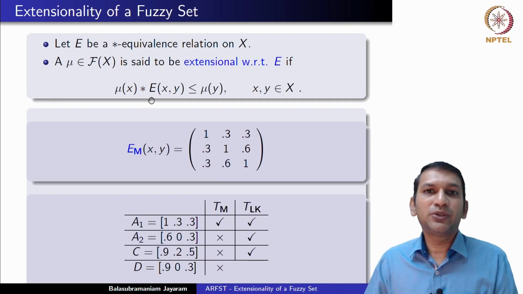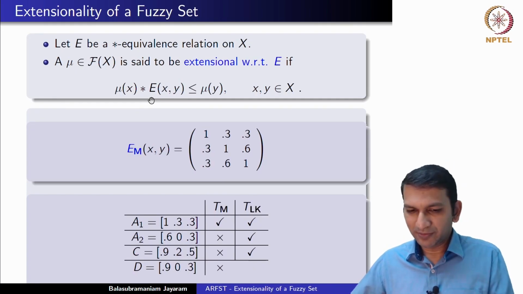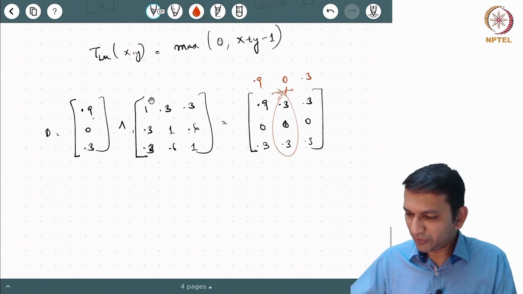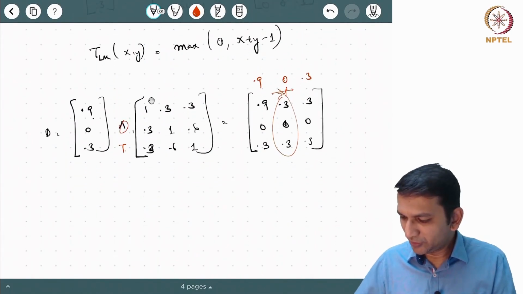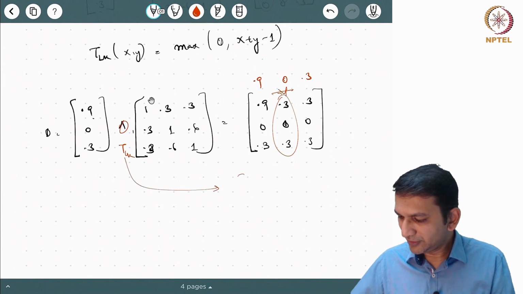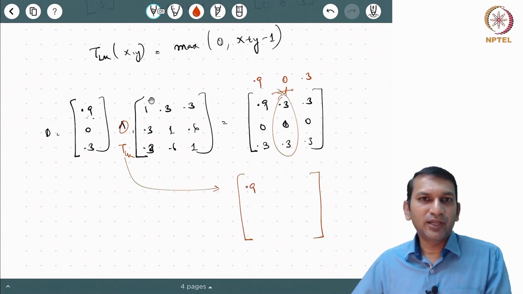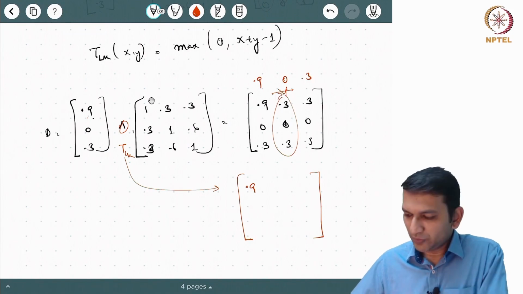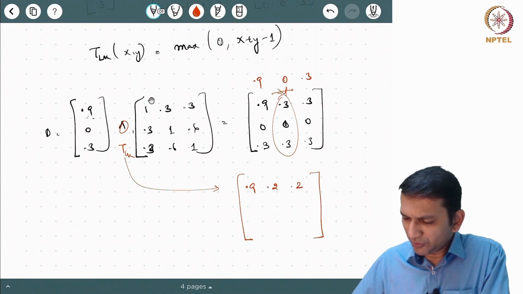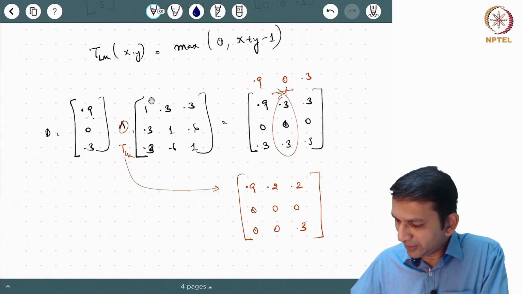Is it extensional with respect to the Lukasiewicz t-norm? Let us look at that also. All we are going to do is change this into the Lukasiewicz t-norm. 0.9 and 1 will be 0.9. 0.9 and 0.3 will be 0.9 plus 0.3 minus 1, 1.2 minus 1, which is 0.2. So this is also 0.2. 0 will give you 0 throughout. 0.3 and 0.6 will be 0. This is 0.3.